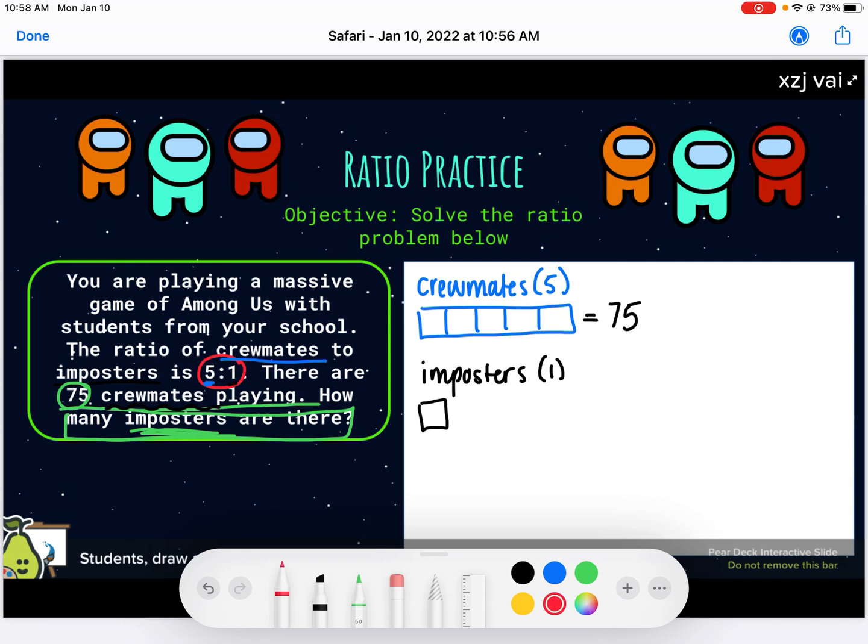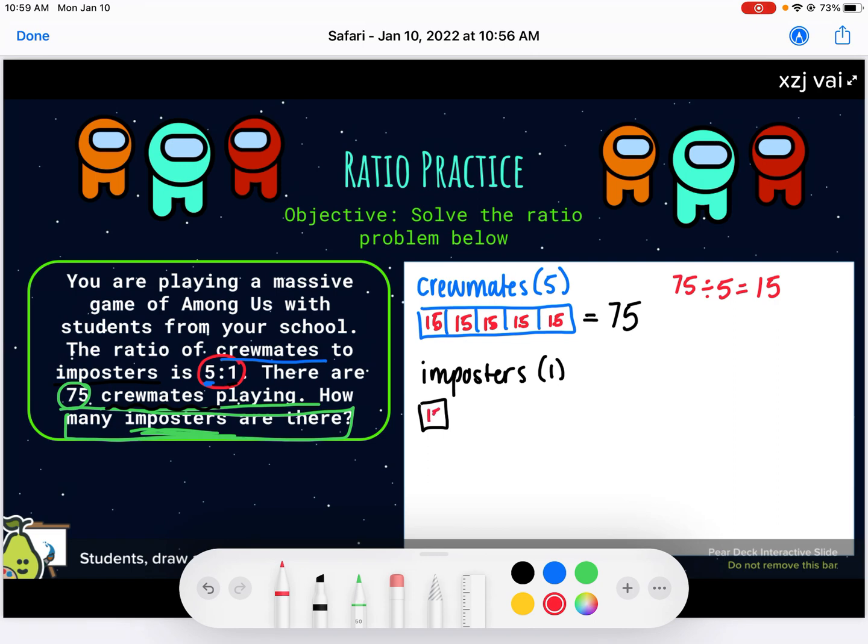Yeah, I certainly should. So if there's 1, 2, 3, 4, 5 boxes that have to add to 75, how would I find the value of each one? All we have to do is just simply divide by 5, and that will give us the value. And 75 divided by 5 is 15. So that means each box here equals 15.